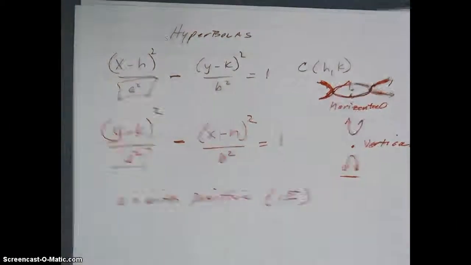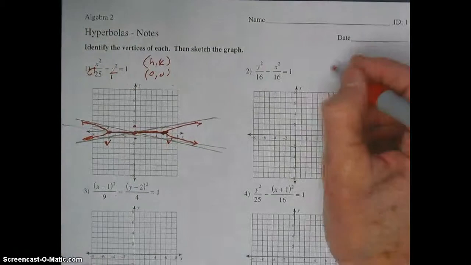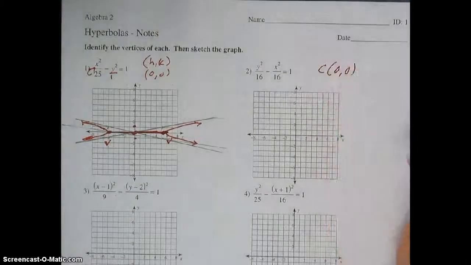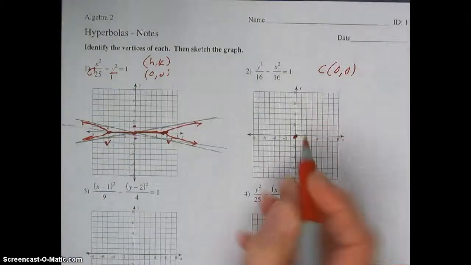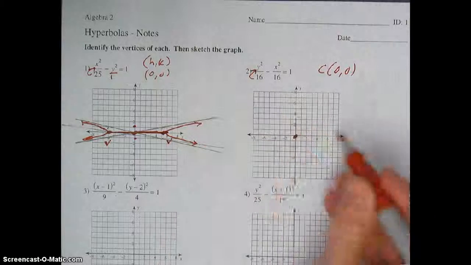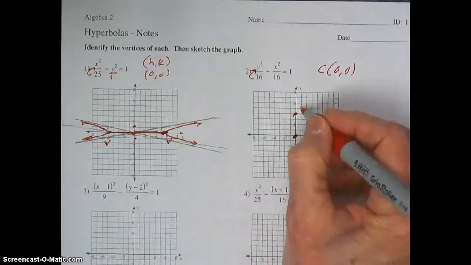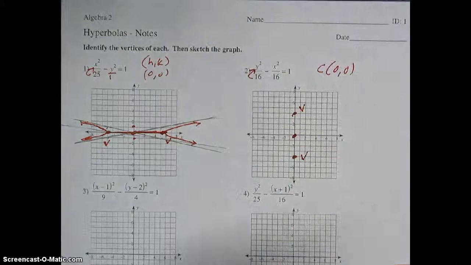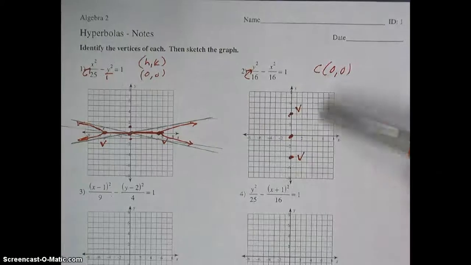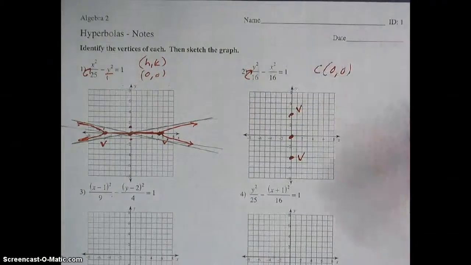So we're still going to have our center. Our center here is still 0, 0. I'm going to go in the y direction 4 both ways. These are where we get our vertices. And now again, how do I know the vertices are on the y-axis? Because the y comes first.